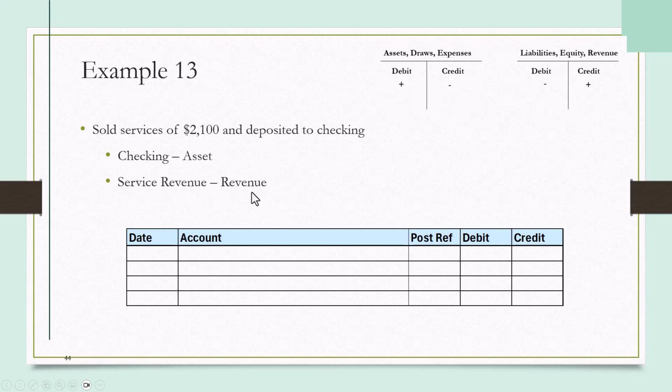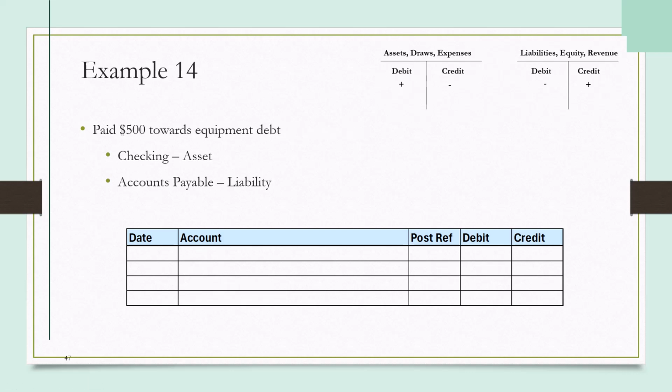You would also add to revenue. To add to revenue, that would be a credit to revenue. And this is what the entry would look like. And you could add the account numbers if you have some and an explanation. Okay, let's go to the next one.